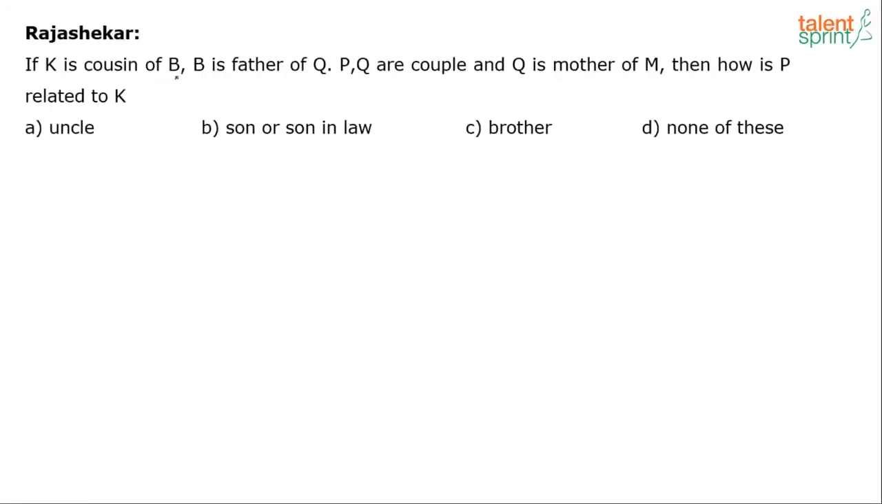If K is the cousin of B, B is the father of Q, P and Q are a couple, and Q is the mother of M, then how is P related to K?